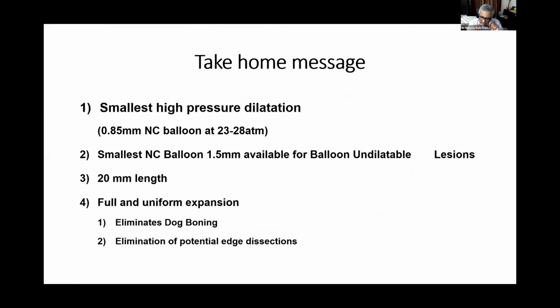Even when you have a long balloon being deployed at the ostium, the chances of the balloon slipping in or slipping out are less as compared to a shorter balloon. So after you have dilated with a small 0.85 NC balloon, you can always go ahead and dilate with a longer 1.5 millimeter OPN balloon that will be able to crack the lesion. It can go up to 20 millimeters in length. It's got full uniform expansion, eliminates dog boning, and eliminates potential edge dissections.